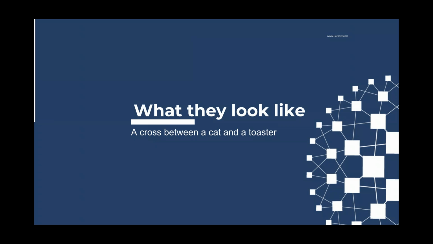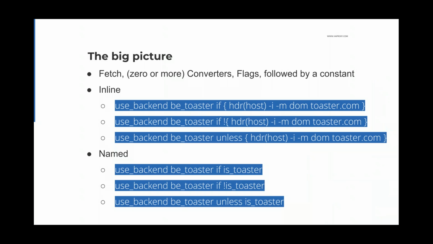So what does an ACL look like? Here we'll get into the individual parts of an ACL and what makes them tick. The first part of an ACL is the action, which in all these examples is use_backend be_toaster, which would send the request to a backend named be_toaster. And then you have the ACL.